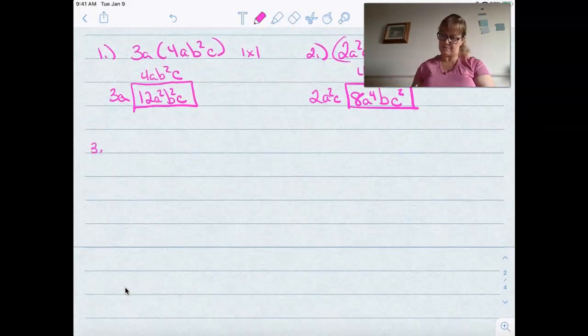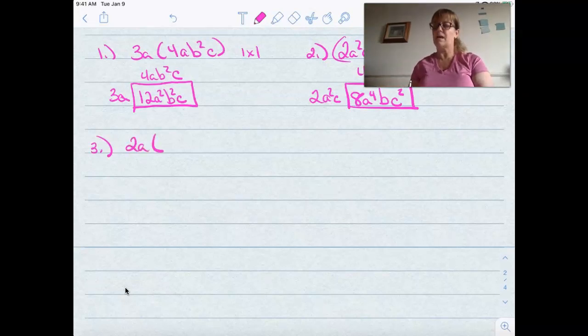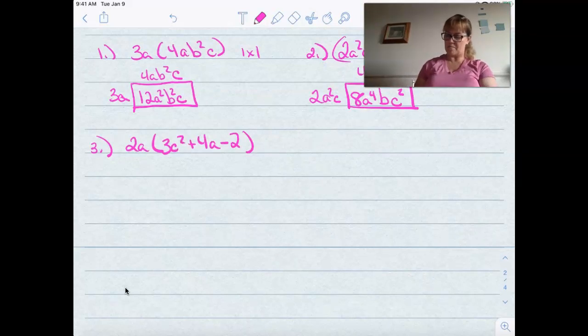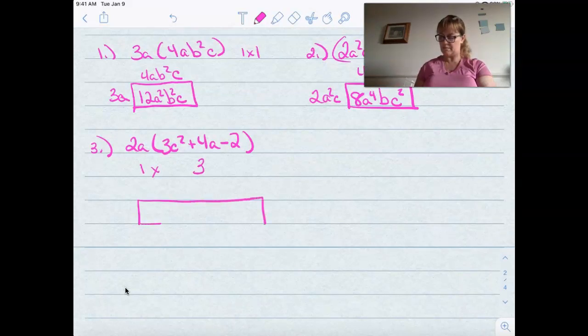Okay, number 3. Number 3 says 2a times 3c squared plus 4a minus 2. Well, now we have a monomial times a trinomial. So we need a rectangle that's one line divided into 3 groups, right? So we've got our 2a, our monomial there, and then we got 3c squared, 4a, and a negative 2 there.